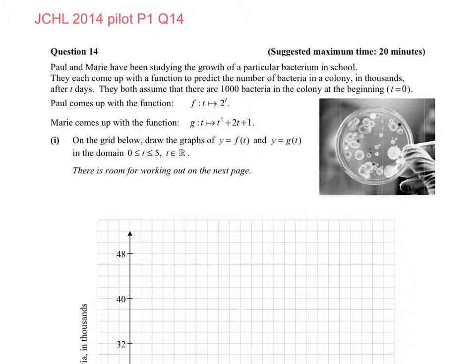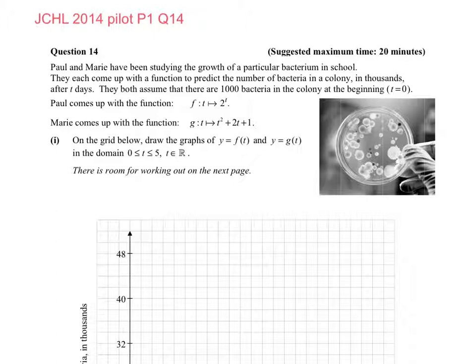Junior Cycle Higher Level 2014 Pilot, Paper 1, Question 14. This is a functions question. You have two functions here. F is an exponential function and G is a quadratic. You're given a domain of 0 up to 5 and you're asked to graph these two functions on a coordinate grid together.